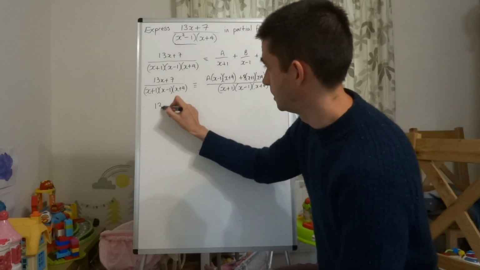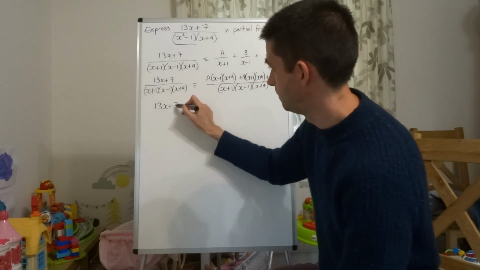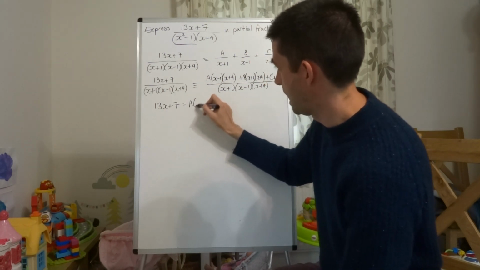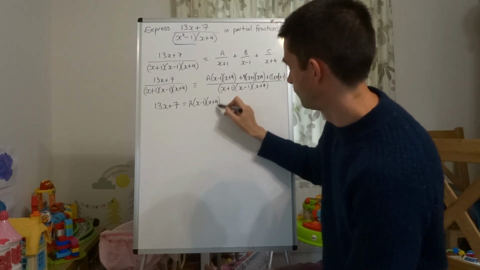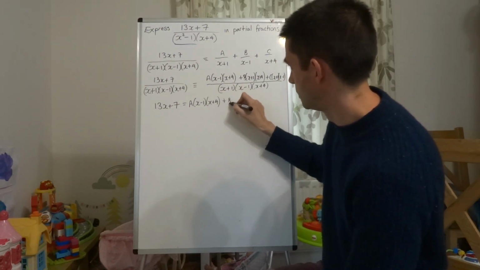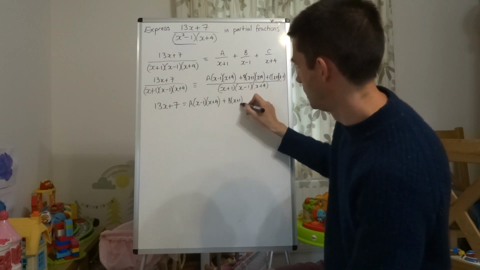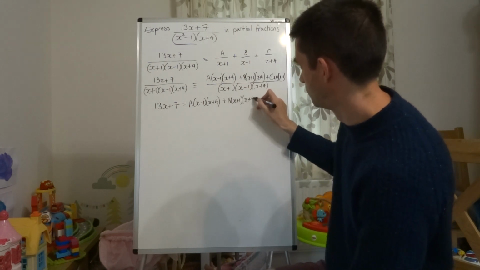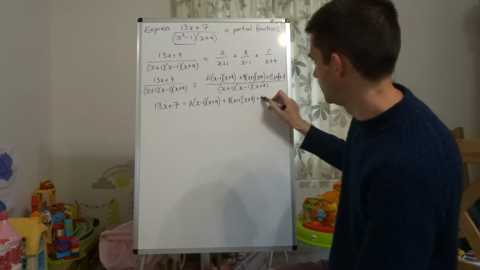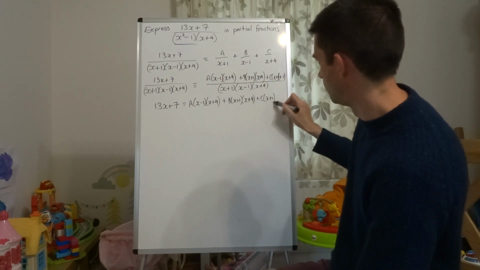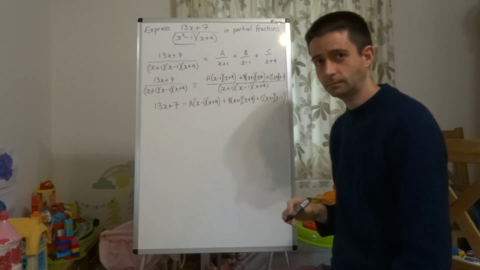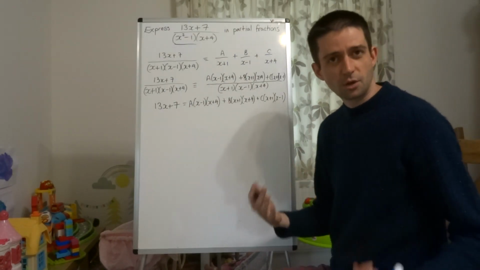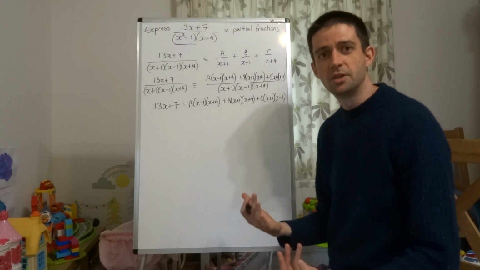What that means is that 13x plus 7 is equal to A lots of (x minus 1)(x plus 4) plus B lots of (x plus 1)(x plus 4) plus C lots of (x plus 1)(x minus 1).